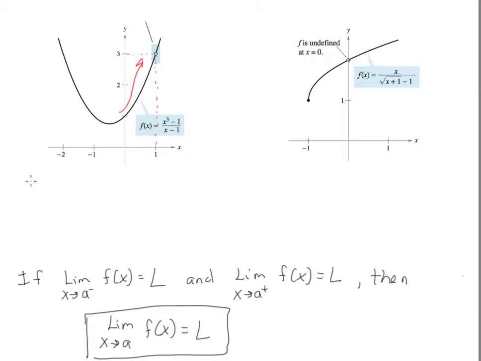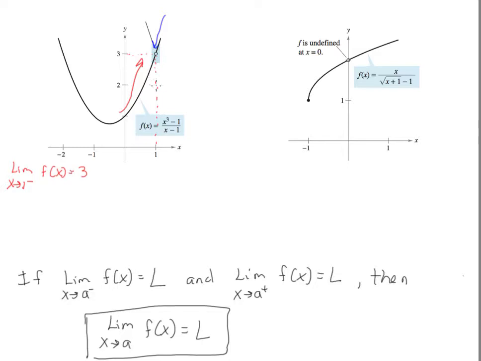Only if it's approaching the same value can I say the limit exists at 1. So looking at this left-hand side, the limit as x approaches 1 from the left of my function value f of x appears to be getting closer and closer to 3. So I'd say the limit as x approaches 1 from the left of f of x equals 3.